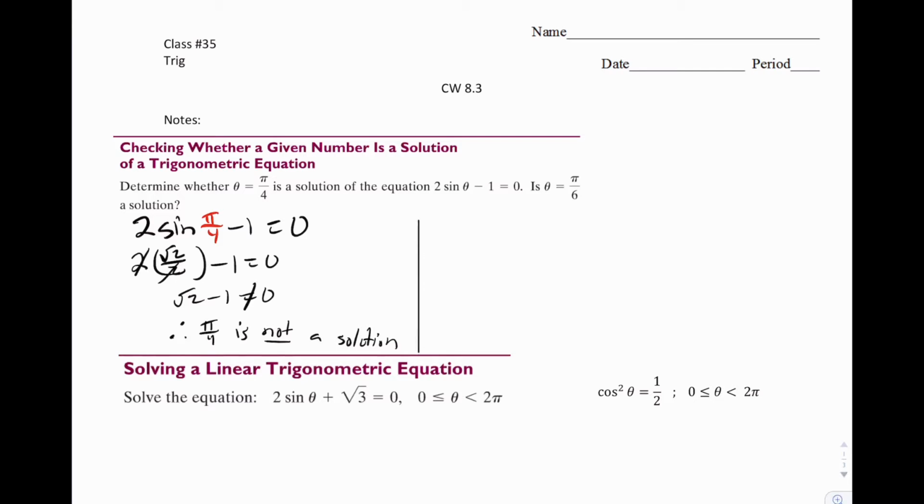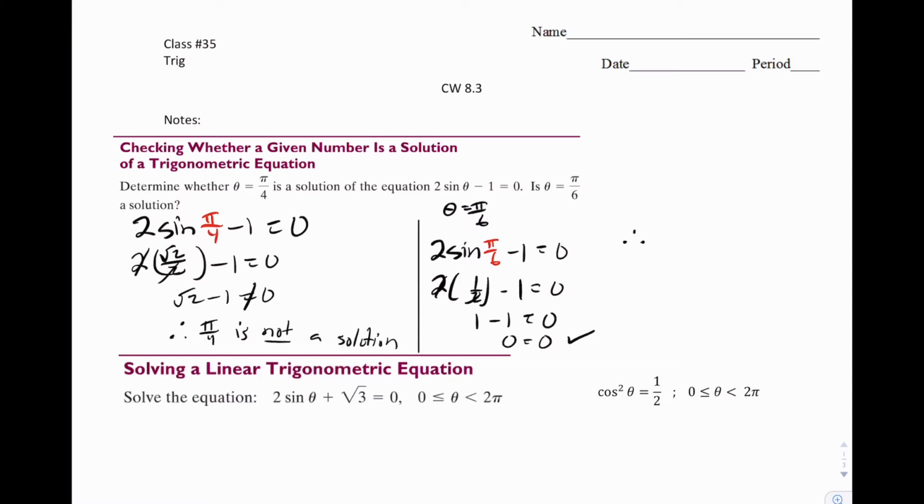So now we're wondering, what if theta equals pi over 6? So plug it in. 2 sine pi over 6 minus 1 equals 0. Sine pi over 6 is a half. Half times 2, that's 1. And look at that, 0 equals 0, that is true. Therefore, pi over 6 is a solution. So that's our starting point.